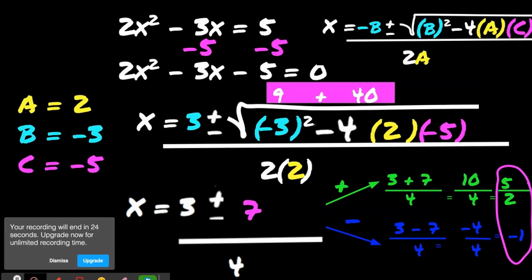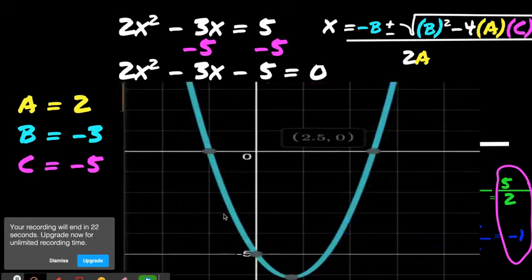Don't lose track of what those are. Remember, we talked about the solutions are on the graph of y equals 2x squared minus 3x minus 5. They're those x-intercepts, and we can see at 2.5 and negative 1 that parabola is crossing the x-axis.